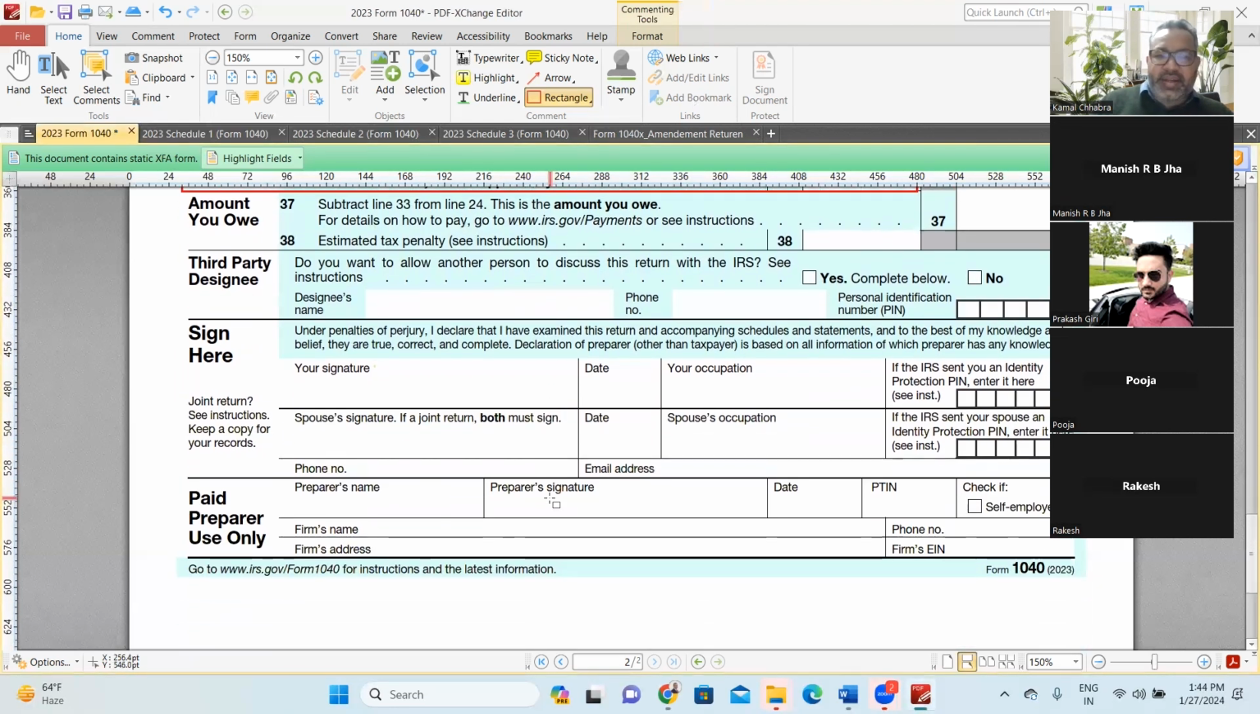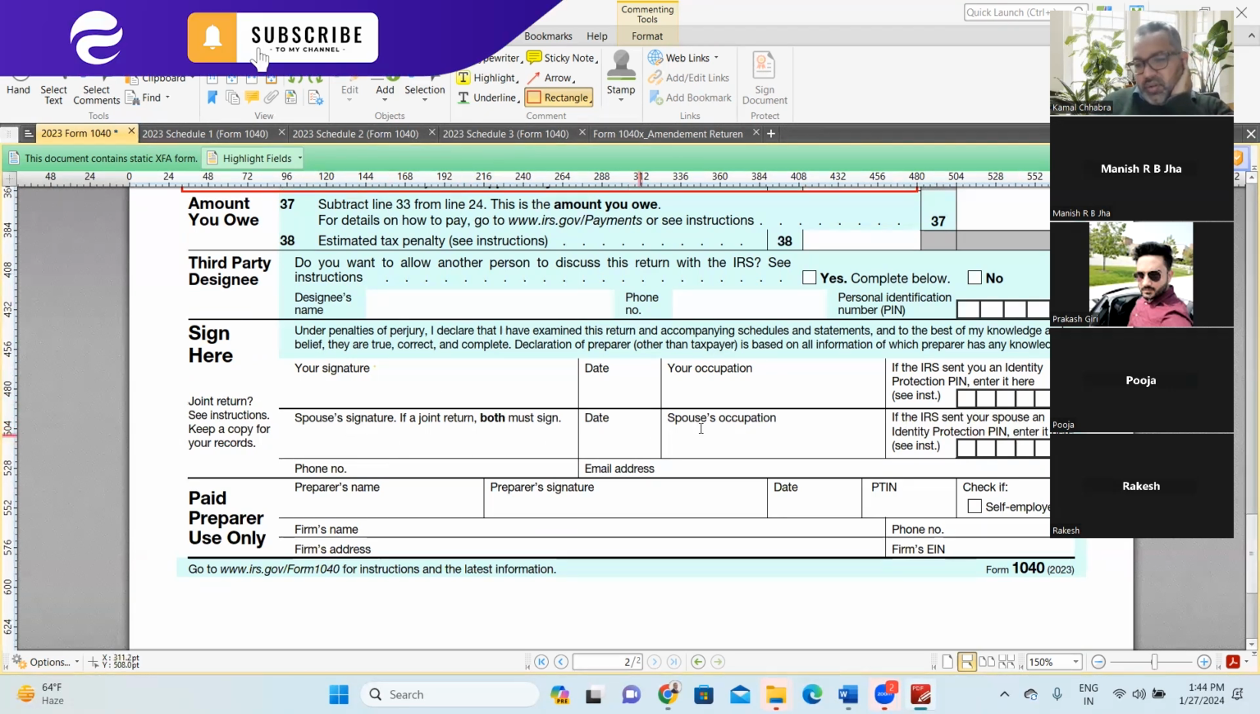So when it comes to tax returns, there are two ways of filing the tax return. One is the individual can file himself, right? So he or she can sign along with the PIN number, or if they are filing a joint return, then the signature of the spouse is also required along with the PIN number.